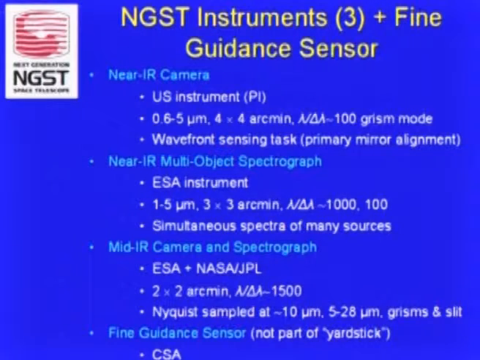The third instrument is a mid-infrared camera and spectrograph, kind of a low-resolution spectrograph. It's a collaboration between JPL and the Europeans. And the latest addition to the instrument complement is a fine guidance sensor that will provide guidance feedback, pointing feedback to the telescope.